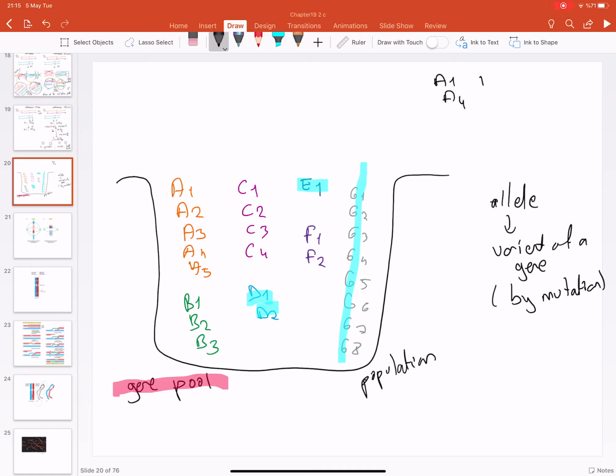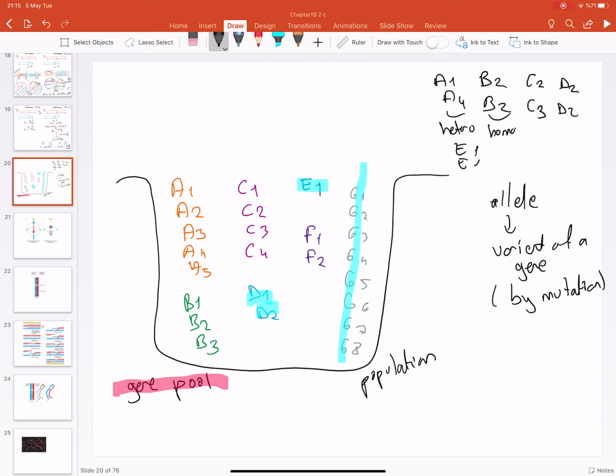Let's say it is B2 and B2. I mean, this is homozygous. It's heterozygous for this point, homozygous for this point. It doesn't have to be heterozygous. For the C, let's say it is C2 and C3. For D, let's say it is D2 and D2. It's very likely to be homozygous. For the E1, it has to be homozygous.